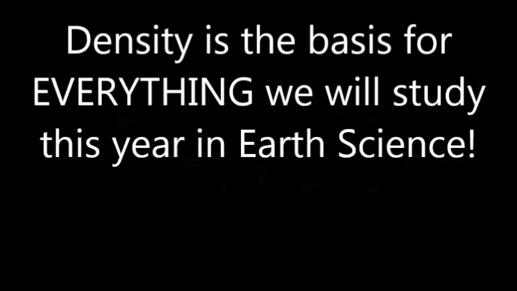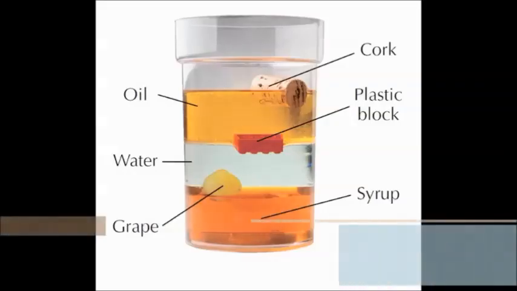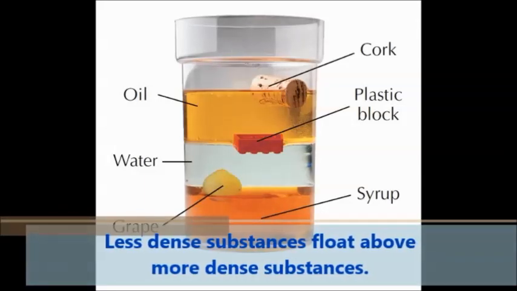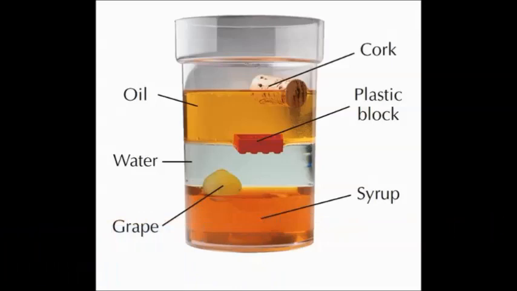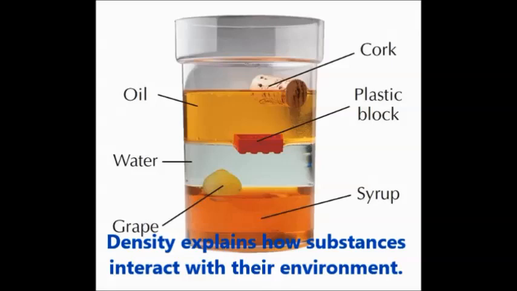This week's topic is density, and this is the most important topic we'll have this year because density is the basis for everything we will study in earth science this year. The basic idea is that less dense substances float above more dense substances, and we can see in this diagram that the heaviest substances are on the bottom and the lighter substances go up, and density explains how substances interact with their environment.